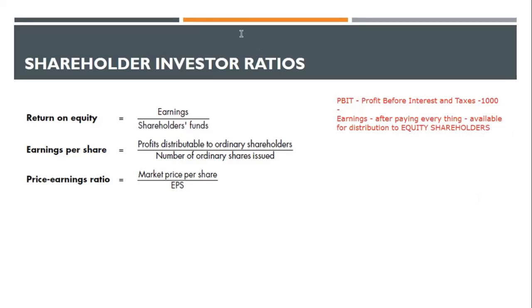So this is the earnings and this is the shareholders' fund, because this is what shareholders have invested and this is what is available to them. This is what they can take home. Then earnings per share, EPS: again, earnings divided by number of shares. We did EPS in F7 and F9. If anybody is not clear, they should go back and watch.